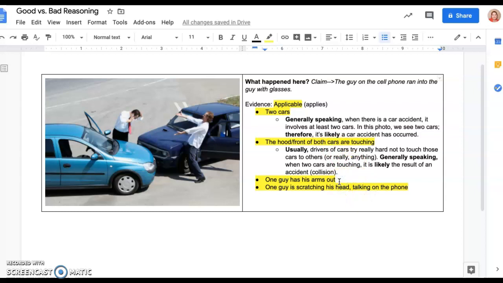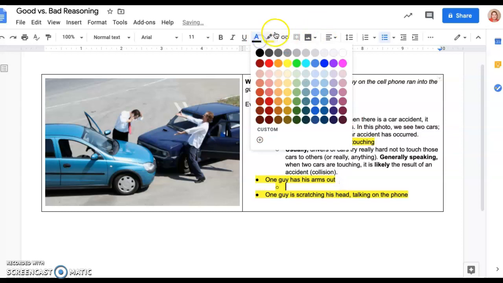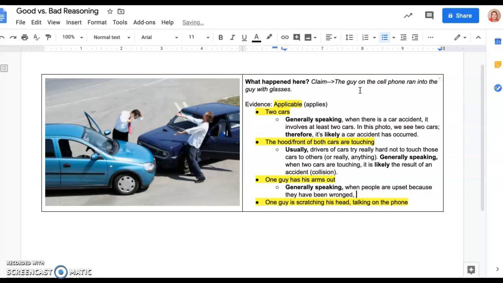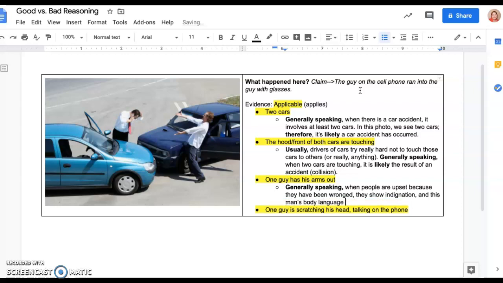I told you that I was going to explain a little bit more in depth why these two pieces of evidence seemed to be good ones to prove this claim. So on this first one, one guy has his arms out. This is where the generally speaking or the usually when statements become really important. Generally speaking, when people are upset because they have been wronged, they show indignation, which means the sort of shocked stubbornness at the result of what's happened to them. And this man's body language appears to be indignant. Appears to be is another good reasoning term, because again, I can't promise you that this man was feeling indignant when he posed this way, but generally speaking, when somebody splays their arms out like that and leans back, it's usually because they're upset, and they're upset at someone or something in particular, something that they feel is not their fault.